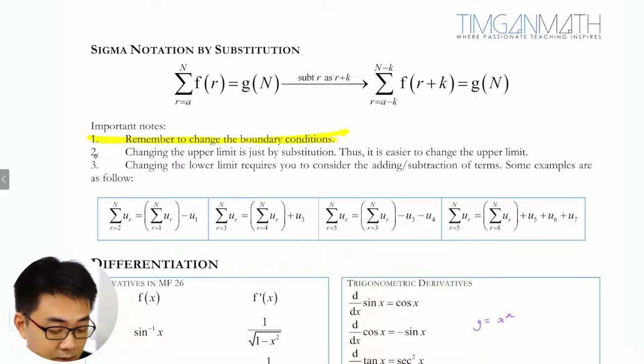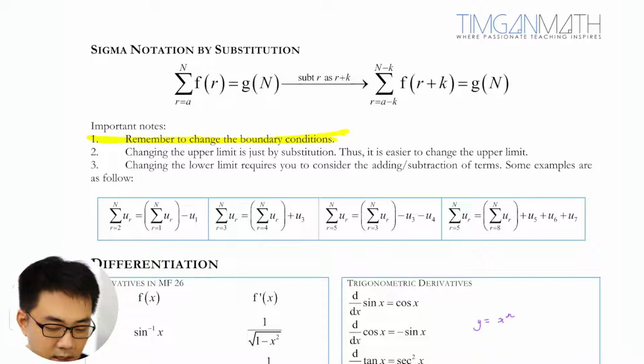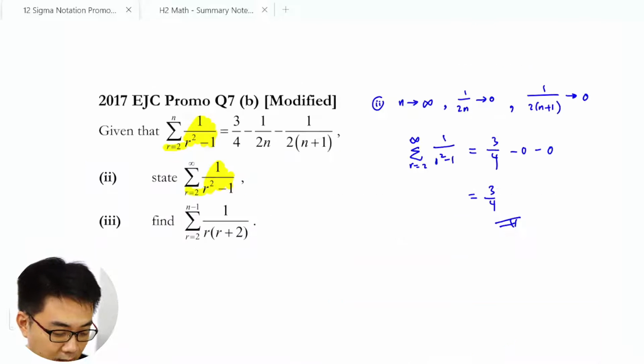Changing the upper limit is very easy. You just remember the easier way to change is the upper limit. The bottom limit is the one where you need to consider adding or subtracting the term. So if you are confused which is easier to change, the top is the easiest to change. The bottom is not. So just remember that. These are the few points I want to present to you.